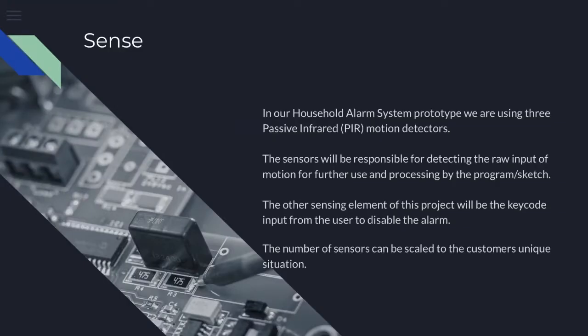In our household alarm system prototype, we're using 3 passive infrared (PIR) motion detectors. The sensors will be responsible for detecting the raw input of the motion for further use and processing by the program/sketch. The other sensing element of this project will be the key code input from the user to disable the alarm. The number of sensors can be scaled to the customer's unique situation.